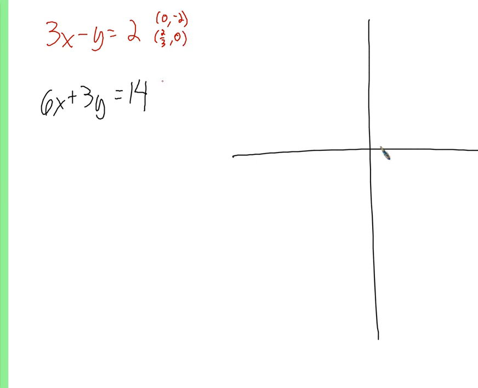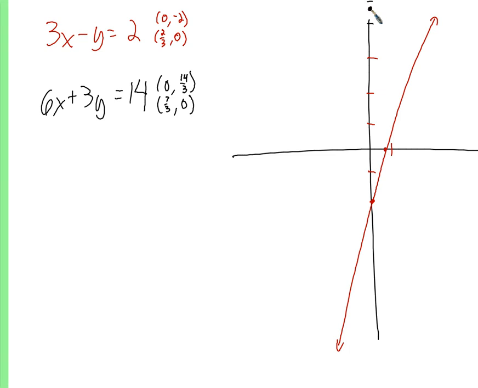Okay. And I can graph both of those. X is 2/3, 0, 0, negative 2. Okay. Here's my red line. And the last one, so there's 0. For x, I get out y is 14 over 3. And then 0 for y gives me that x is 14 over 6, 7 over 3. So 0 comma 14 thirds, that's 3, 6, 9, 12. 14 thirds. And then 7 thirds, 0.